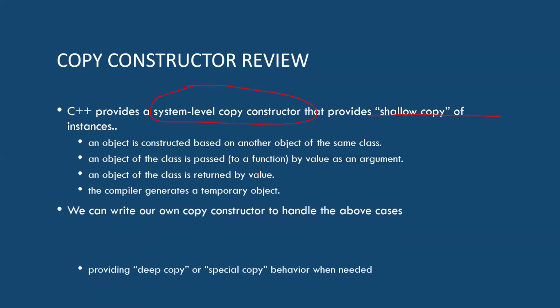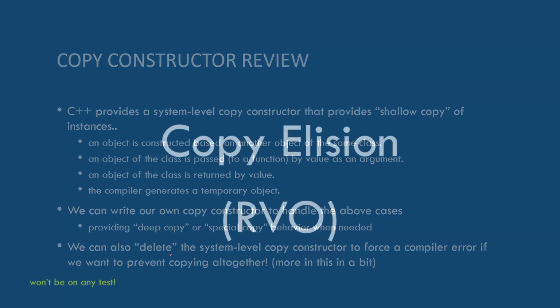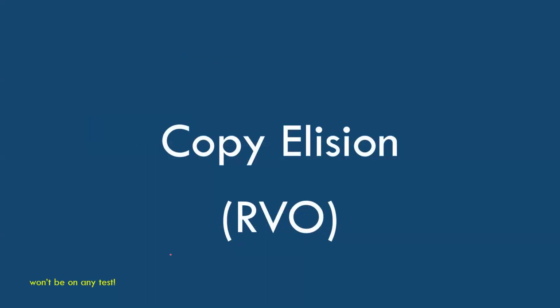Okay, so we could write our own and control exactly what's going on there. Now, we can also come up with our own delete, right? So we saw with a destructor, we could actually do that. If we want to take away the system level copy constructor to avoid accidental shallow copies, we can actually do that. And we'll talk more about that in the next couple weeks when we get into some special pointer stuff.